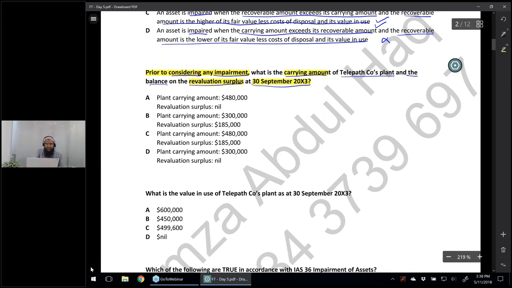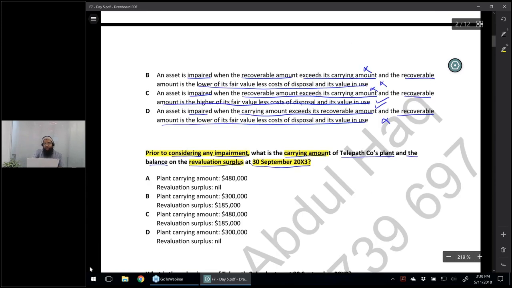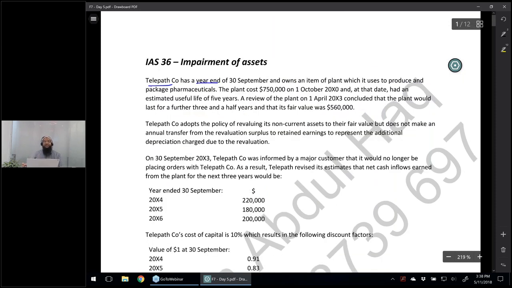The question says that Telepath company has a year end of 30th September and owns an item of plant which it uses to produce and package pharmaceuticals. The plant cost 750,000 on 1st October 20x0. So this is the cost, being 750,000. At that date it had an estimated useful life of 5 years. So the asset has a useful life of 5 years.